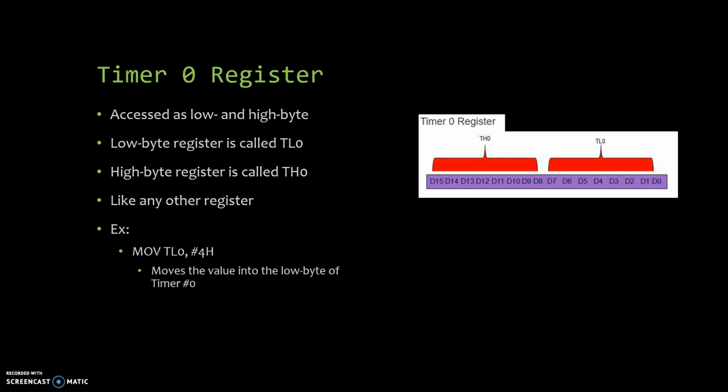These registers can be accessed like any other register. For example, the instruction MOV TL0, #4H moves a value into the low byte of timer 0. The picture shows how it looks, but as a developer we won't see that. We will just know that that's how it is, and then we program it accordingly.